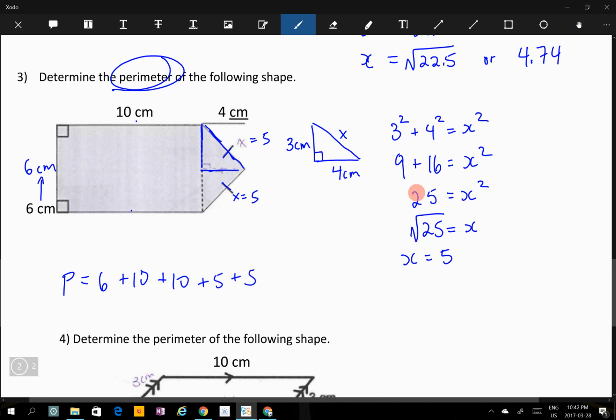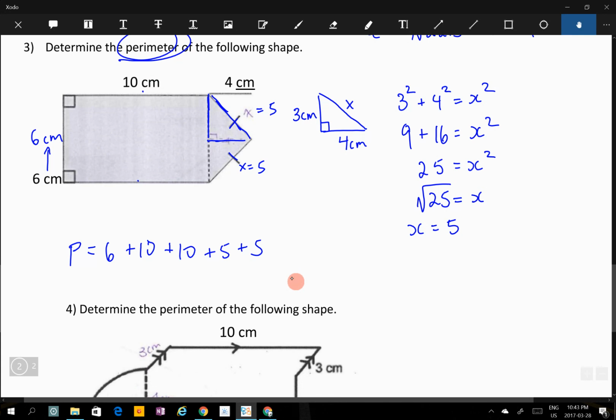So the perimeter is the entire path length around the shape. Okay, so I'm not including these 4s. The 4 is inside the shape. I already used the 4 to help me find that 5. So my perimeter is 6 plus 10 plus 10 plus 5 plus 5, which is 36 centimeters.